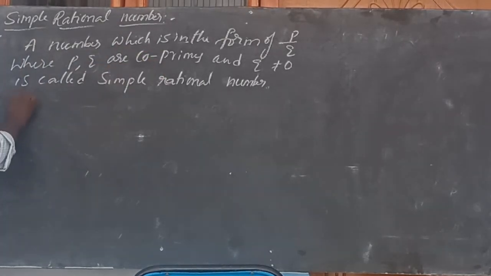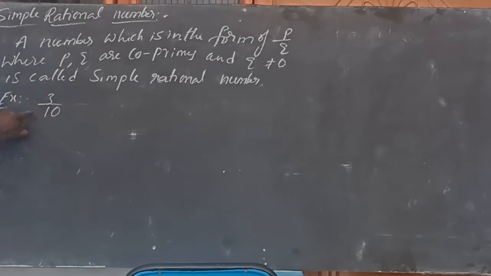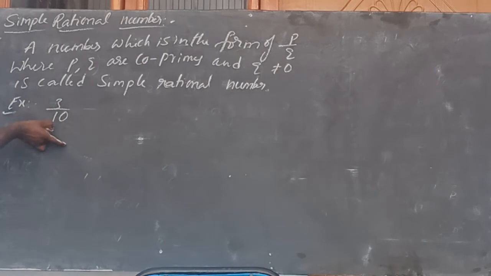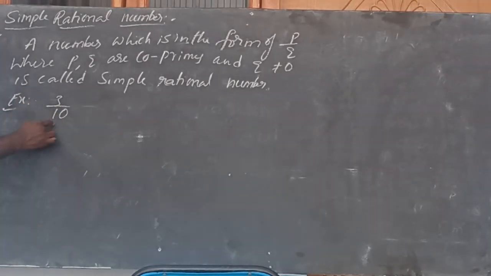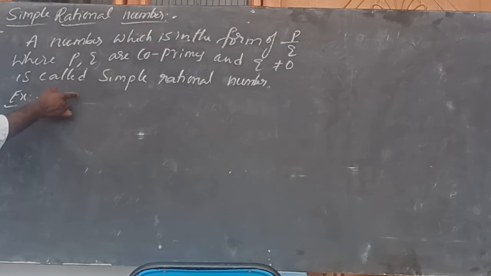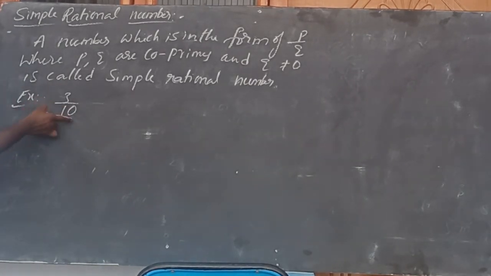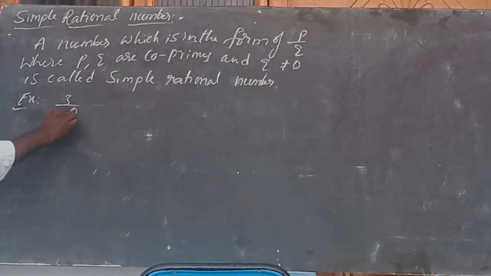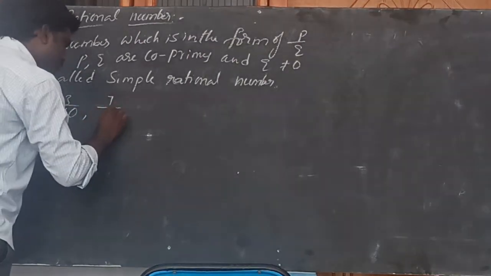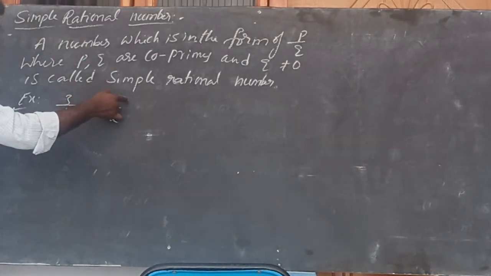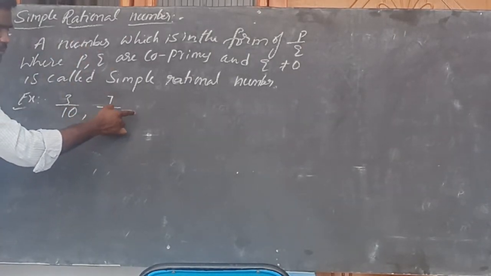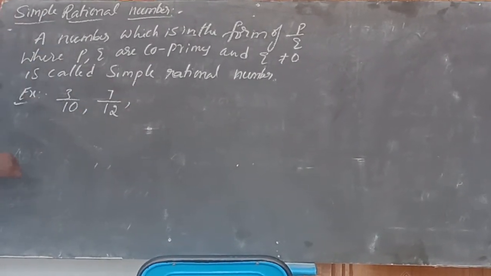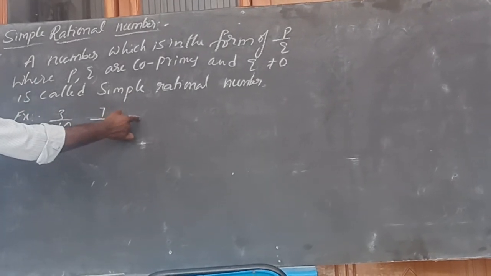So, for example, 3 by 10. Between 3 and 10, what are the common factors? Only 1. 3's factors are what? 1, 3. 10's factors are what? 1, 2, 5, 10. So what is the common factor? 1. 3 comma 10 are co-primes, therefore 3 by 10 is a simple rational number. Another example, 7 by 12. Here 7's factors are 1, 7. 12's factors are 1, 2, 3, 4, 6, 12. So what are the common factors? 1. So 7 comma 12 are co-primes, therefore 7 by 12 is a simple rational number.